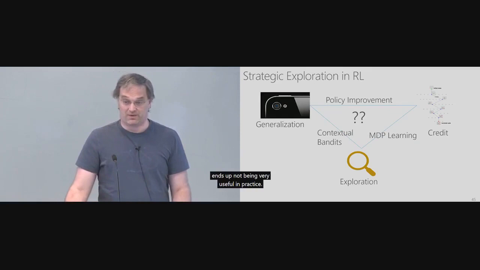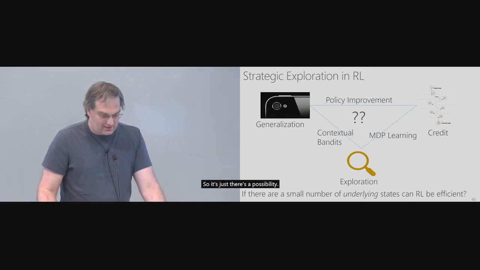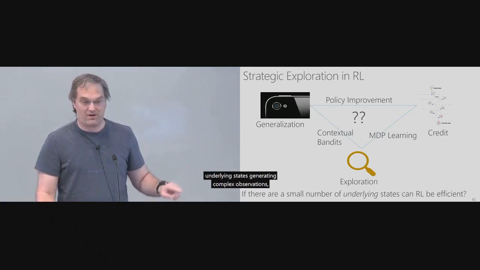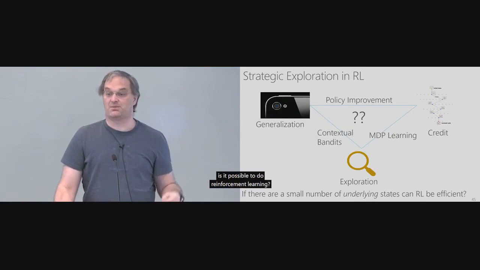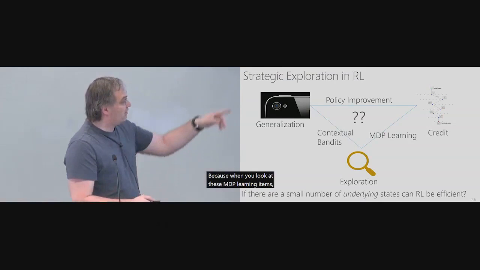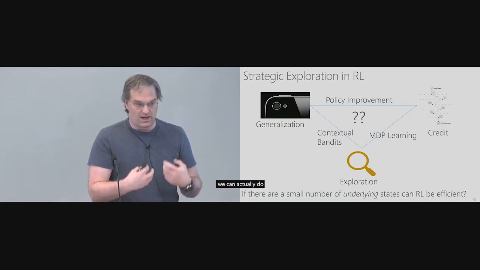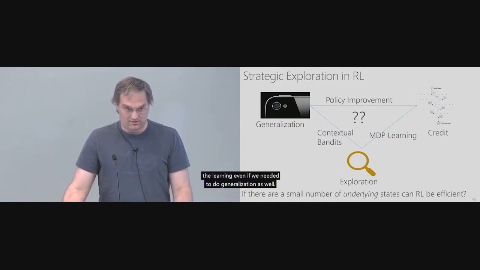All right, so it suggests there's a possibility, and we're going to get into some very current research, in the sense that it's not even quite out yet. I expect it to come out next week. If you have a small number of underlying states generating complex observations, is it possible to do reinforcement learning? Because when you look at these MDP learning algorithms, they're working with a relatively small number of states. Maybe if the world is such that there's a small number of underlying states, we can actually do the learning, even if we needed to do generalization as well. So that's a lot of fun.